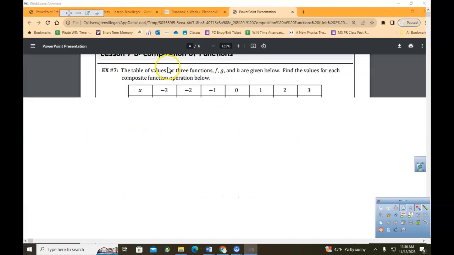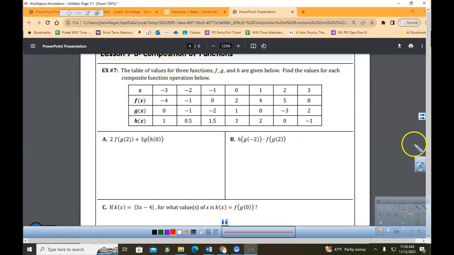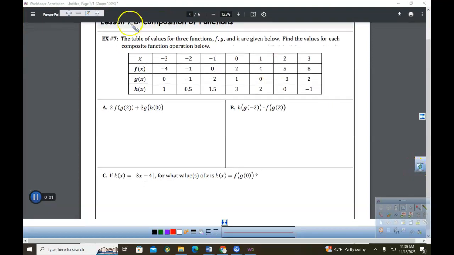Hey there, pre-calc people. Let's finish this section. This 2.7, we're going to do examples. Well, we won't finish it, but we'll get close. We're going to start off with doing example 7.